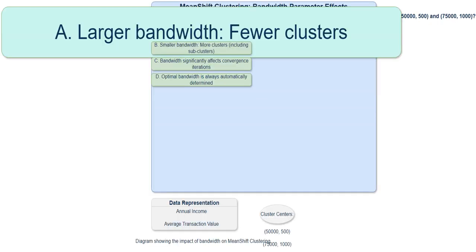Imagine a wider net. A larger bandwidth means a wider search area. The algorithm groups nearby data points more liberally, leading to fewer, larger, and potentially merged clusters. It's like gathering pebbles on the beach with a big bucket. You end up with fewer piles.